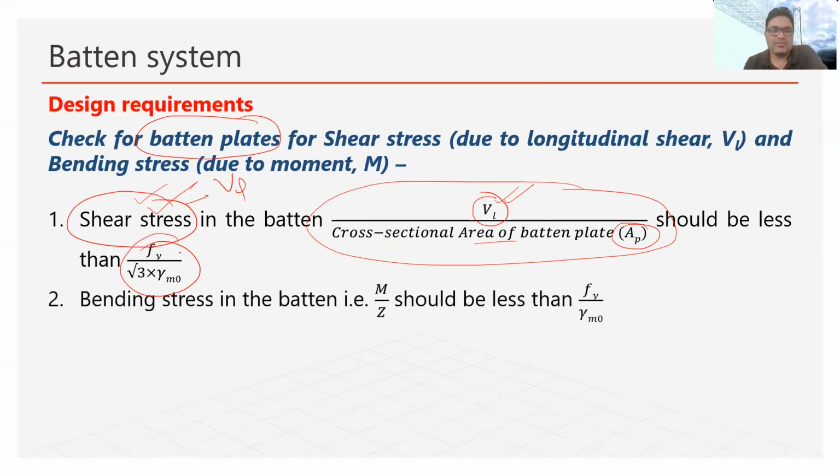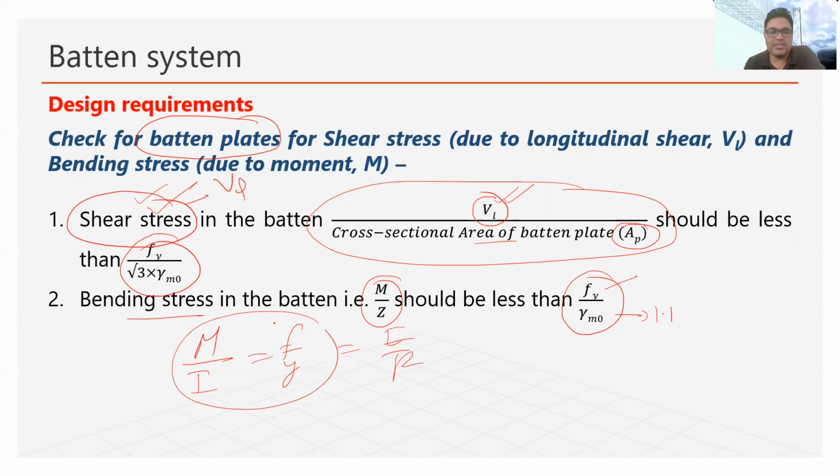And then in the second point, we have to find out the actual bending stress, and this actual bending stress should be less than the permissible bending stress. The permissible bending stress as per IS code is Fy by gamma m naught. Gamma m naught value is 1.1, and Fy is the yield strength of the steel. Now, how do we find out the bending stress? I hope you remember the simple bending equation: M by I equals F by Y equals E by R.